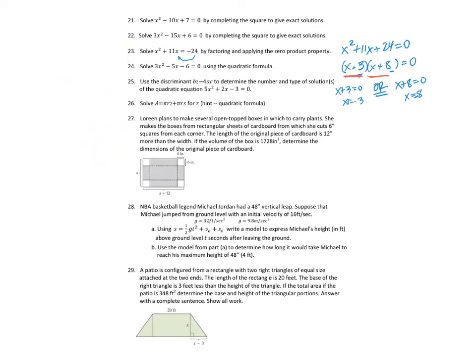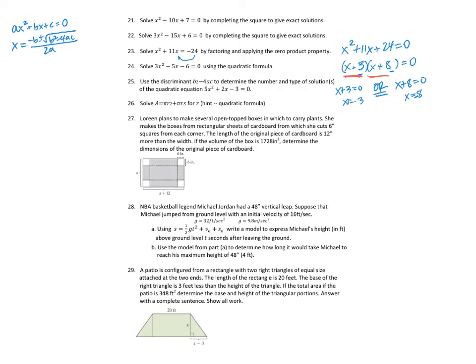So for the next problem, problem 24, it says to solve this using the quadratic formula. The quadratic formula is a way to solve quadratic equations of the form ax squared plus bx plus c equals 0, where a is the coefficient of the x squared term, b is the coefficient of the x term, and c is the constant term. When I solve that, I get x equals -b plus or minus the square root of b squared minus 4ac, all over 2a. So that's what the quadratic formula is. It gives us a way to solve for x for any quadratic equation that we have.